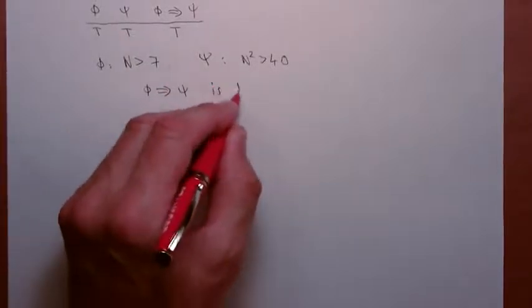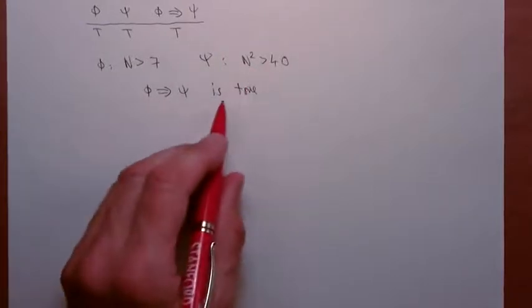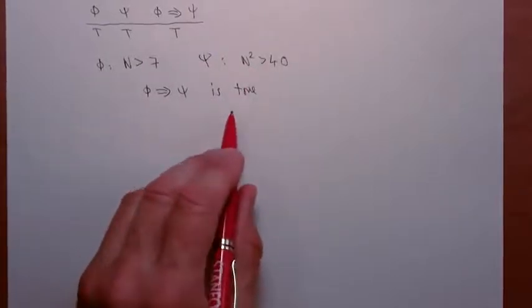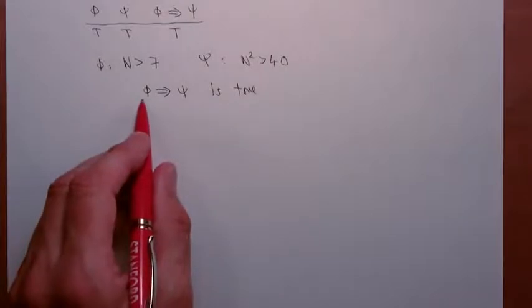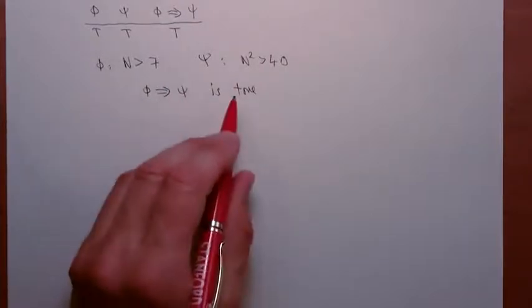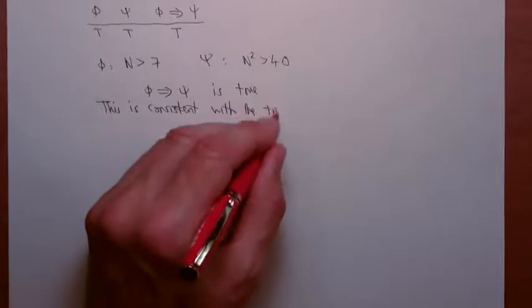So that thing is true. If n is bigger than 7, then n squared is certainly bigger than 40. So that's true. We have truth everywhere. So this is consistent with the truth table.